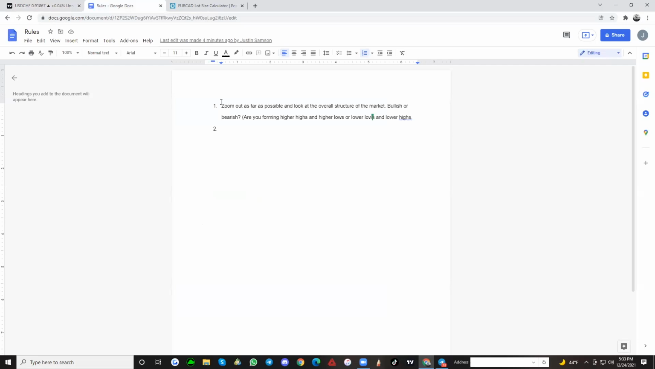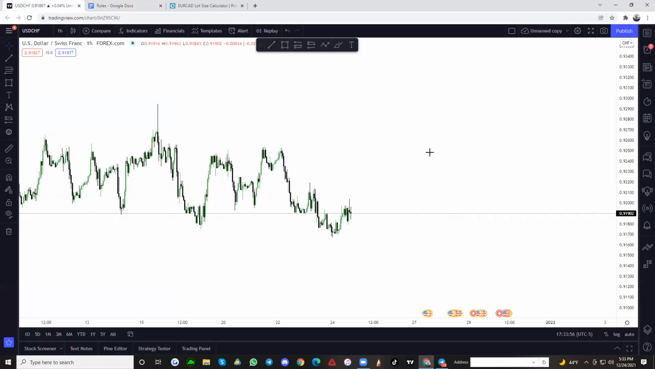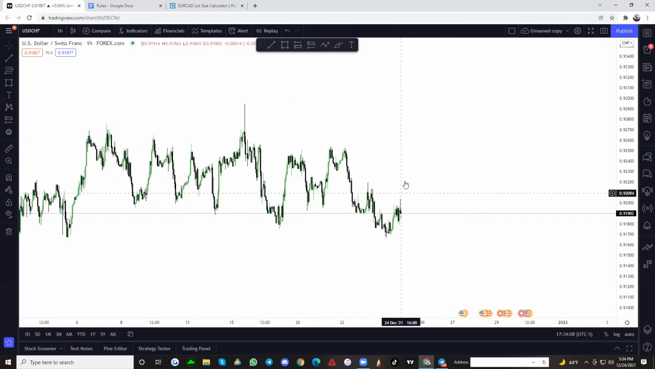Number 1, we're going to zoom out as far as possible and look at the overall structure of the market. Is it bullish or bearish? Are you forming higher highs and higher lows, or lower lows and lower highs? And obviously we are bullish on this trade.